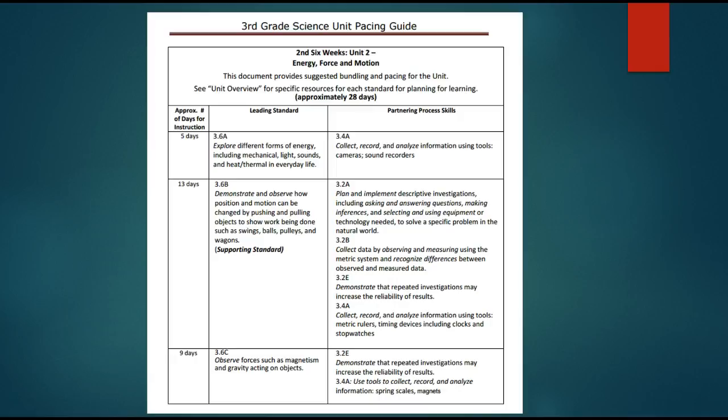Okay, so we're going to start with the pacing guide. This is a one-page view of the whole unit. In science, this 6 weeks, we only have one unit for the whole 6 weeks, and you can see how it's broken down. We start off with 3.6a, and that's going to be exploring different forms of energy.